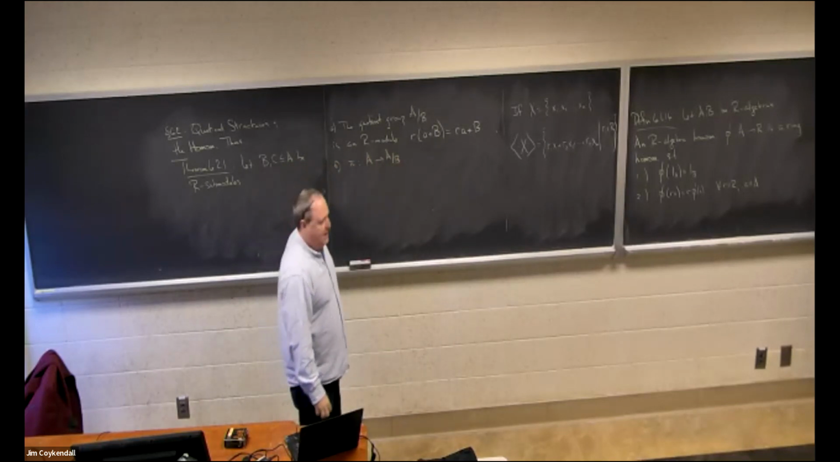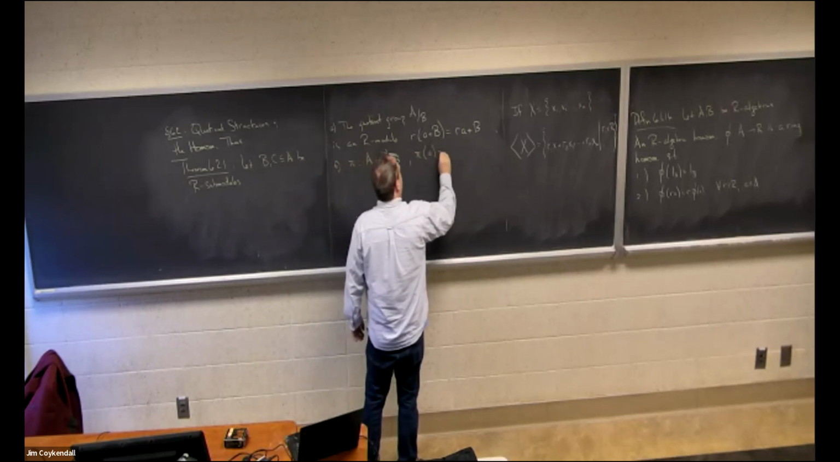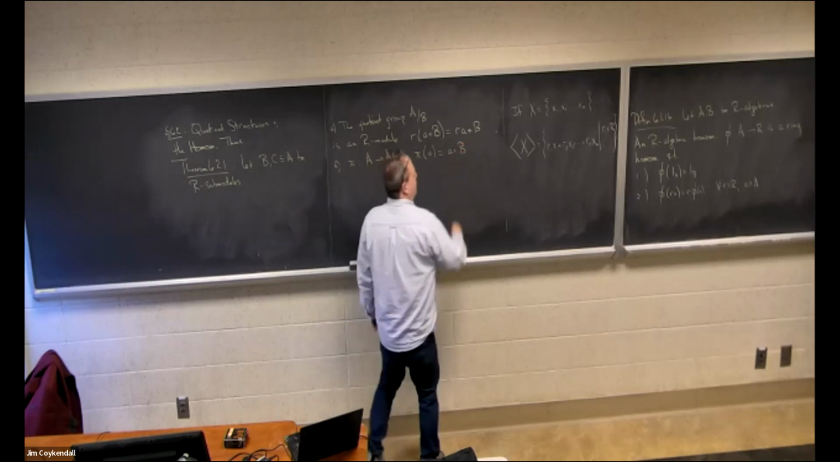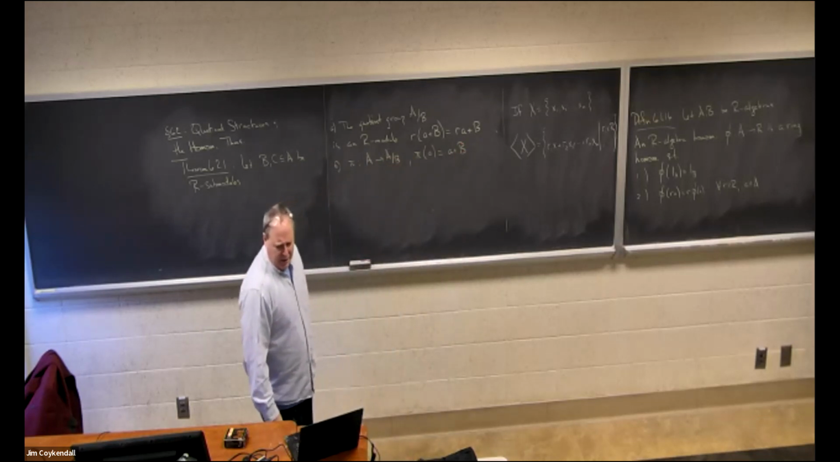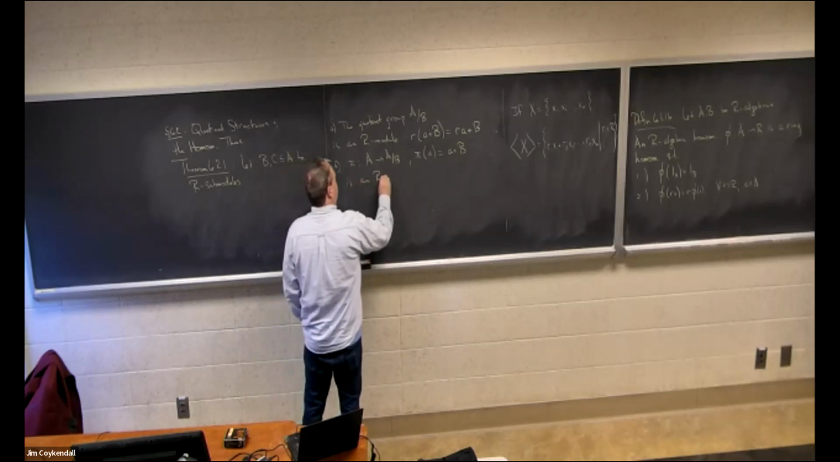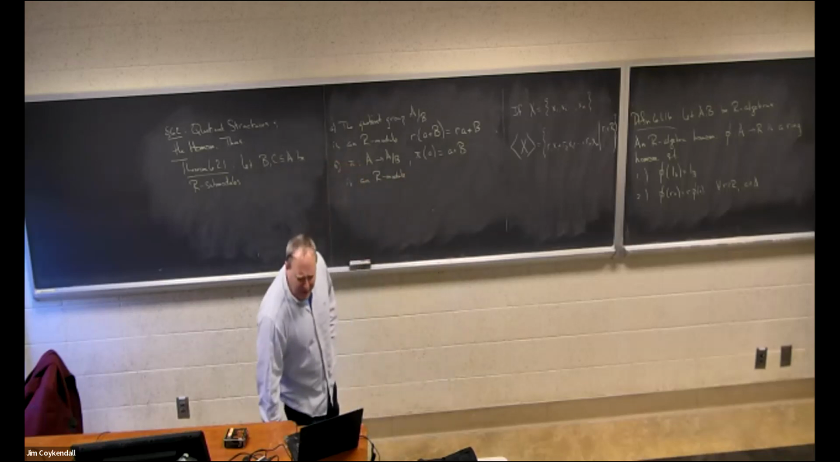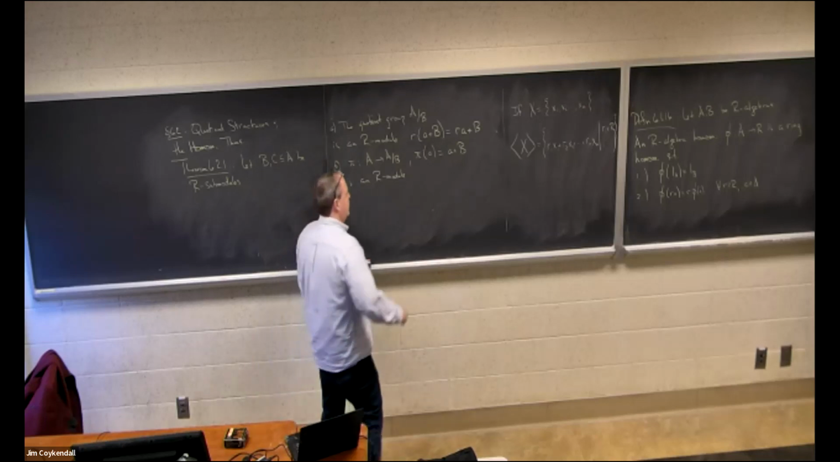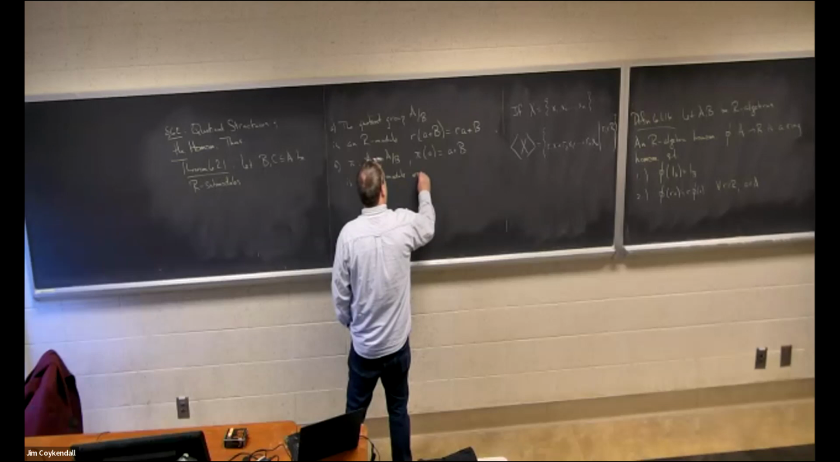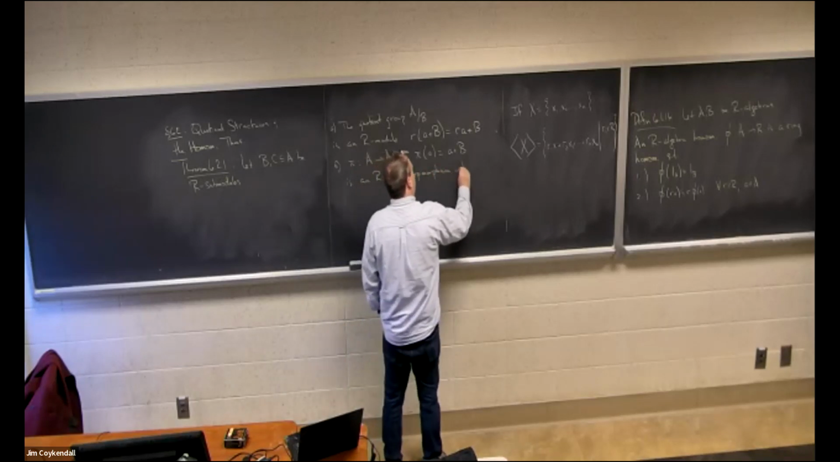The map from A to A mod B given by pi of a equals a plus B is an R module homomorphism. In fact, I didn't say it here, but it is an R module epimorphism, with kernel B.